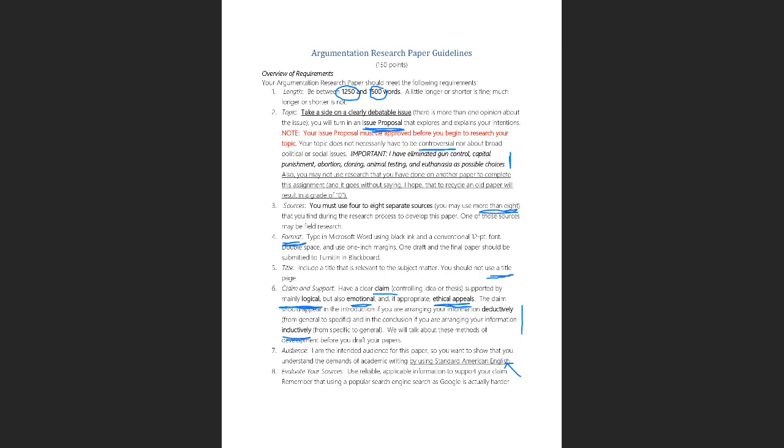Evaluating your sources, of course, use reliable, applicable information. Remember that the hardest way to do this is actually using a popular search engine, because the burden is on you, the researcher and the writer, to make sure you're using credible sources. And again, the papers that have made the lowest grades on this assignment almost always are by people who used Google exclusively and didn't stop to evaluate the source material.